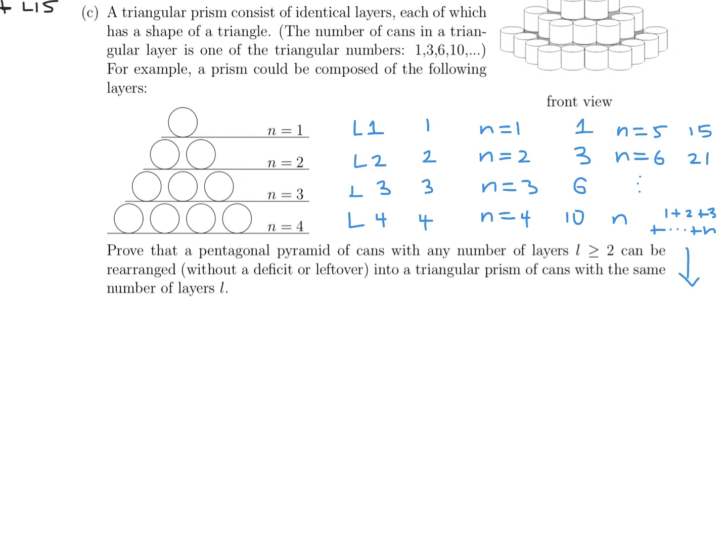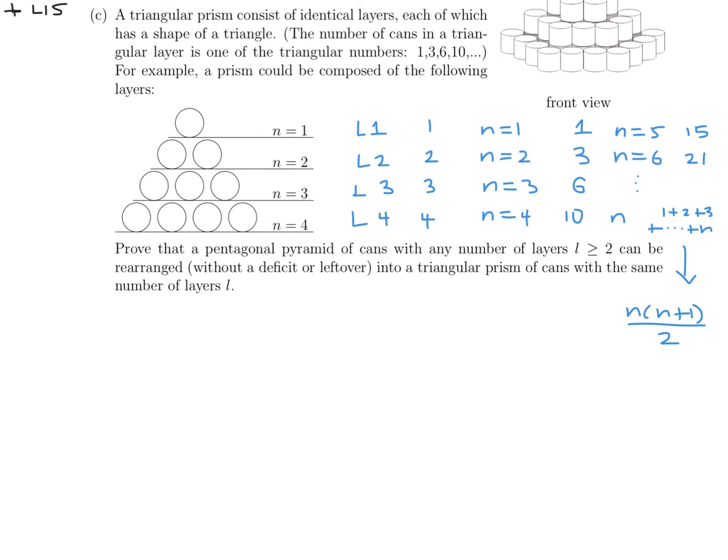And you know that formula. It's n times n plus 1 over 2. And that is a fairly well-known formula, the sum of consecutive integers from 1 to n. Now that is true for a prism, this triangular prism. But they now start talking about the pentagonal pyramid, right? They want you making a comparison.